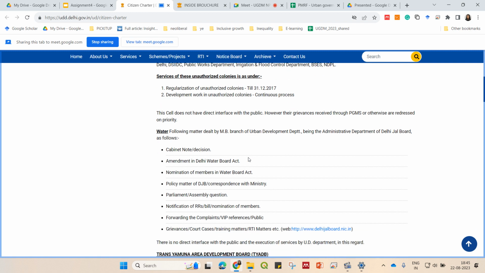So as you saw here, even though this organization in themselves do not have an interface to obtain grievances or feedback, they have mentioned another organization which works in tandem with them, which can enable the citizens to express their grievances.